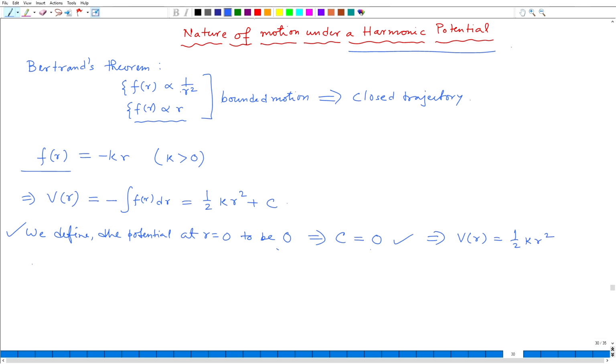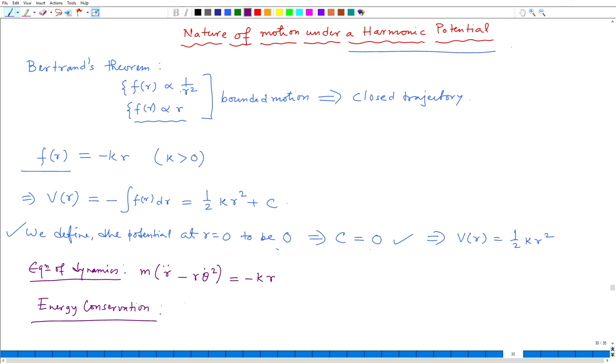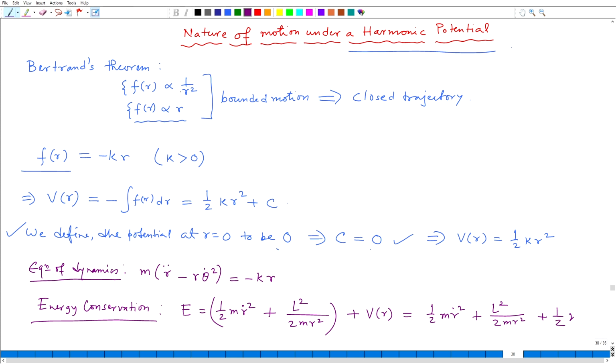Now, the two things. The equation of dynamics will be m (r double dot minus r theta dot squared) equal to minus k r, and the energy conservation will be given by E equal to half m r dot squared plus L² by 2 m r squared. This is quite general for all central forces, plus the true potential, which is different for different potentials. So, for our case it will be half m r dot squared plus L² by 2 m r squared plus half k r².